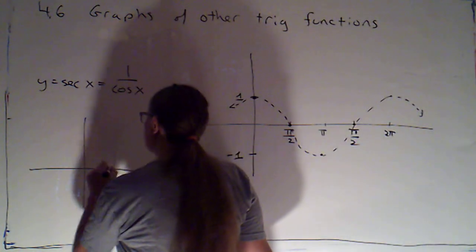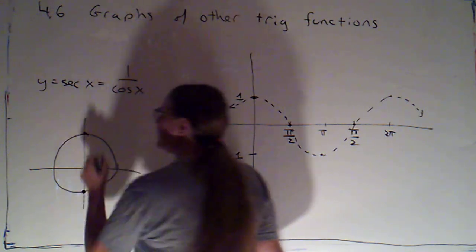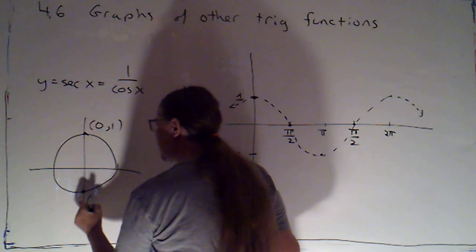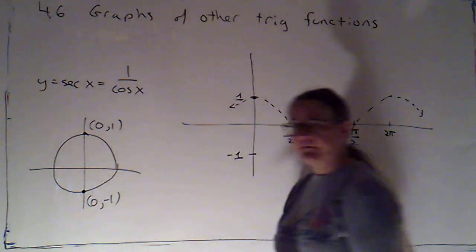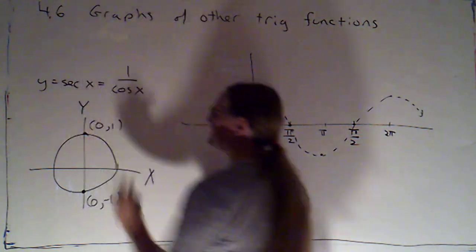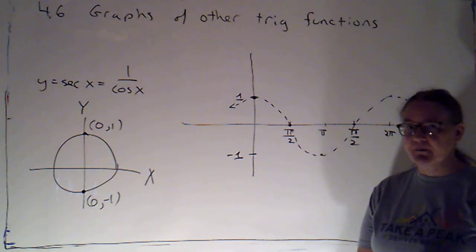If I look at the unit circle, I can basically see any angle whose terminal ray passes through one of these points, 0, 1 or 0, -1. Because that makes the capital X value 0. Cosine is the capital X value, so secant is its reciprocal. Okay.